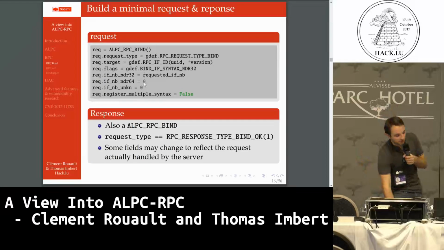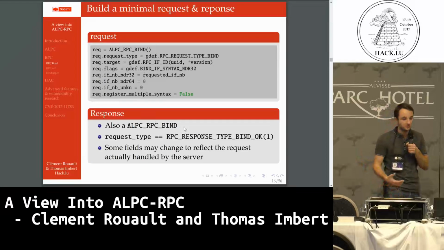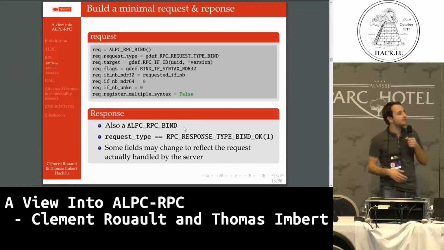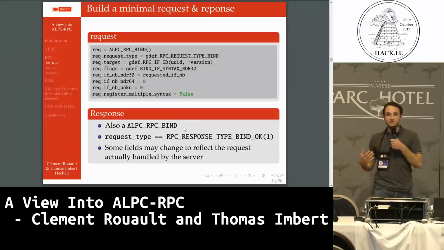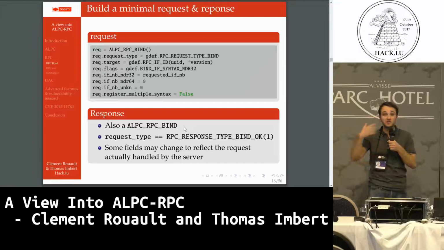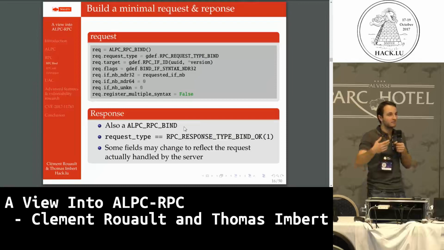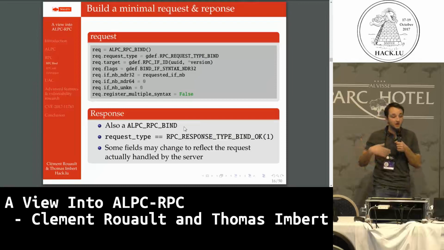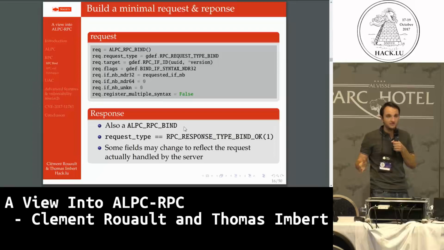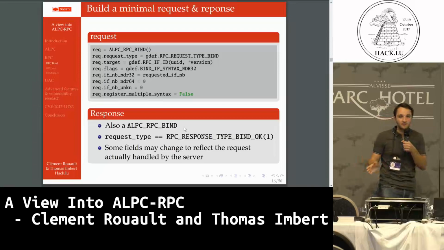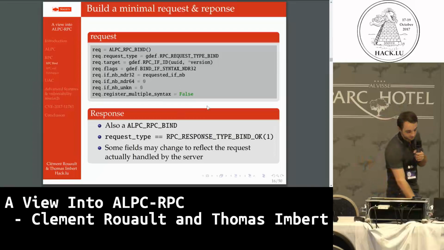And the response is also an RPC bind request, of course, of type RPC bind type OK, and some fields that are sent back to you may have changed because it's a negotiation method. So if you ask for NDR32 and NDR64 and the server doesn't know how to use 64, it will just send back the same packet but without the 64 information. So it will wipe out the flag NDR syntax 64 and wipe out the interface number 64 from the packet.